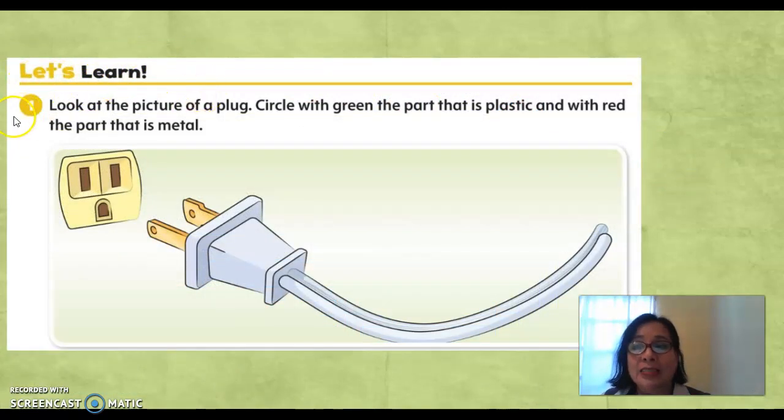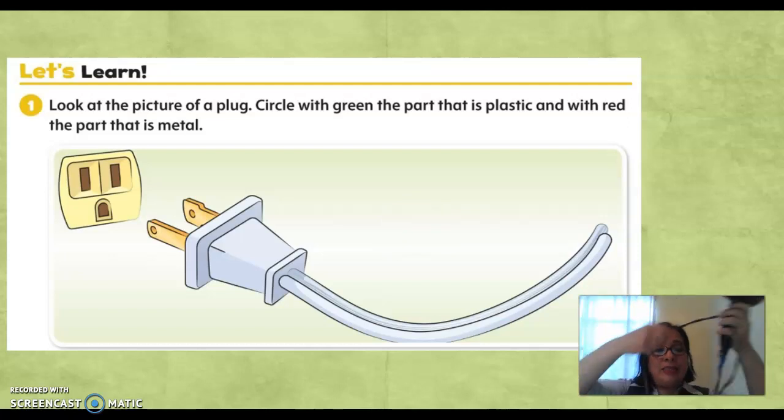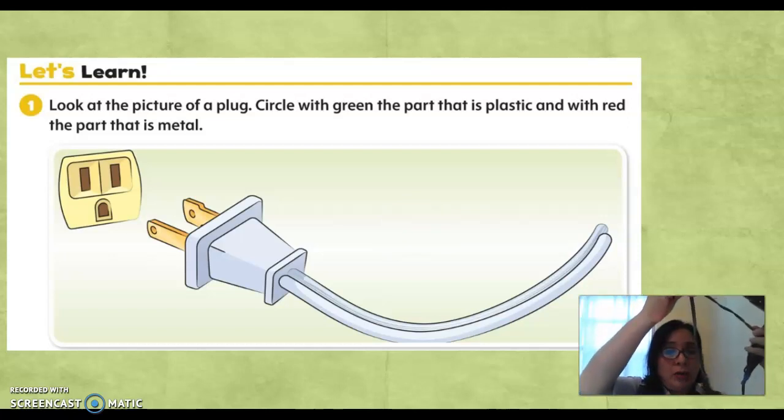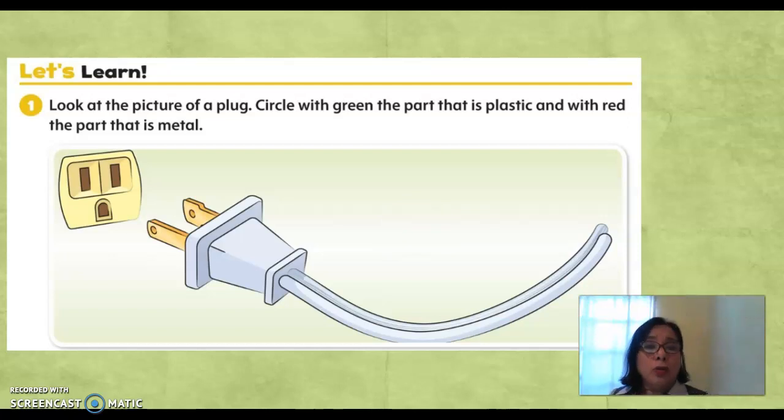Let's learn. Activity 1. Look at the picture of a plug. Circle with green the part that is plastic and with red the part that is metal. For example, look, I have a hair dryer. I dry my hair with this, and it has a plug. This is a plug. You will circle with color green the part that is plastic, and with color red the part that is metal.